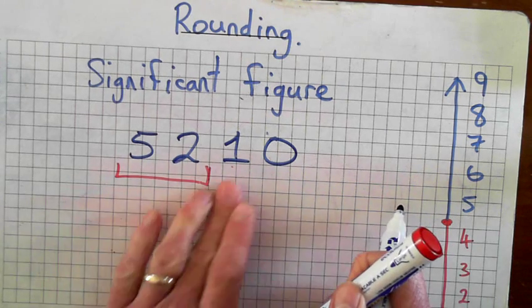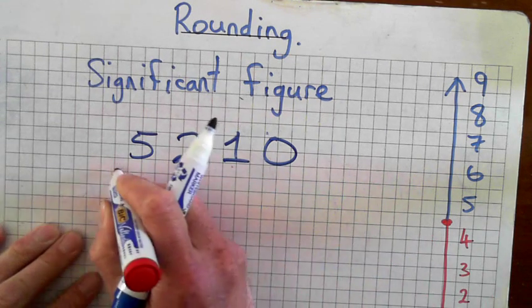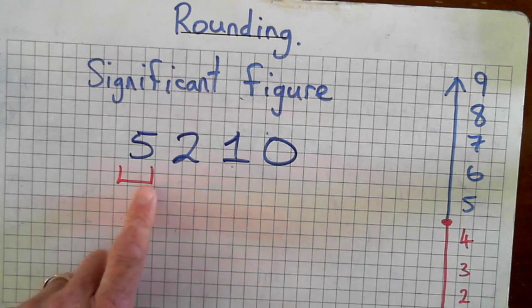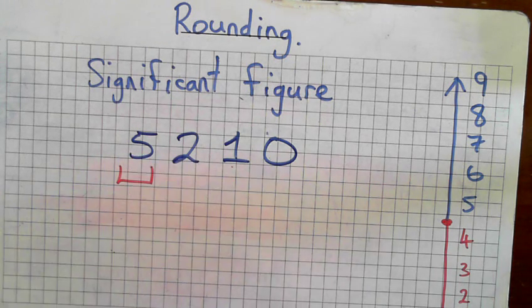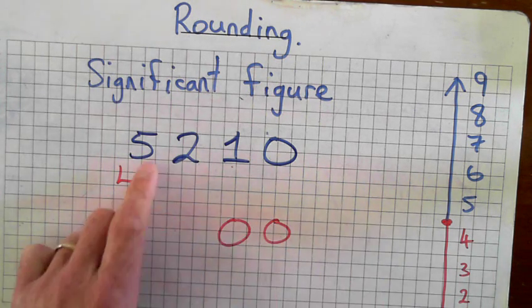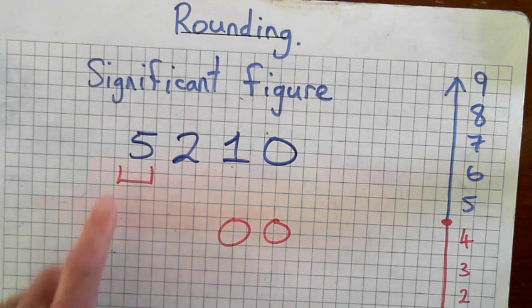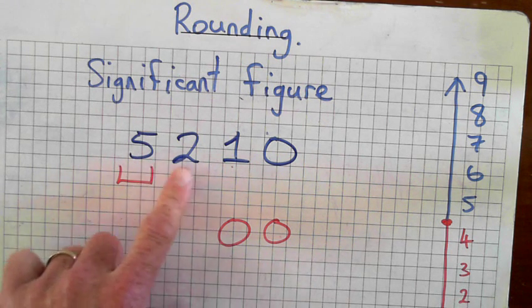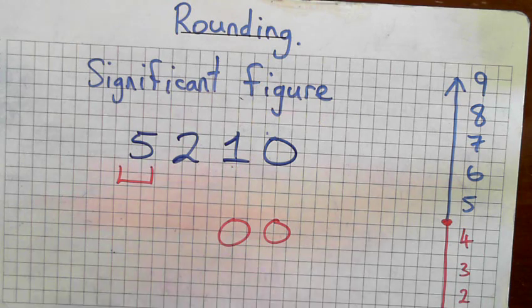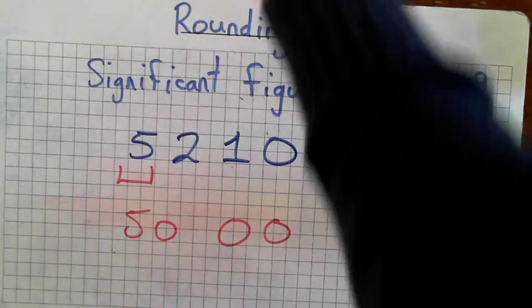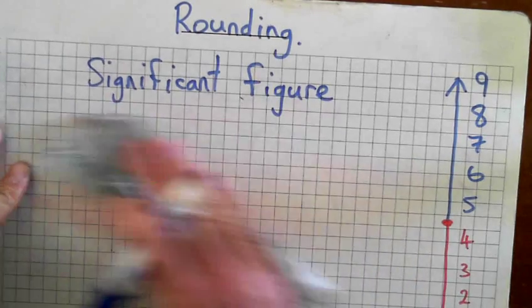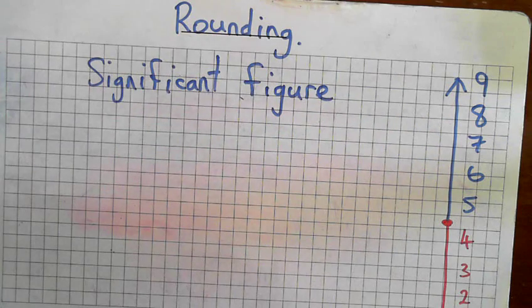Right, the next one. What is it to 1 significant figure? So basically what I'm doing is writing down 0, 0, and looking at 52. I'm looking at 52 now, and writing that to the nearest 10, which is 50. Do you understand it? Yeah.